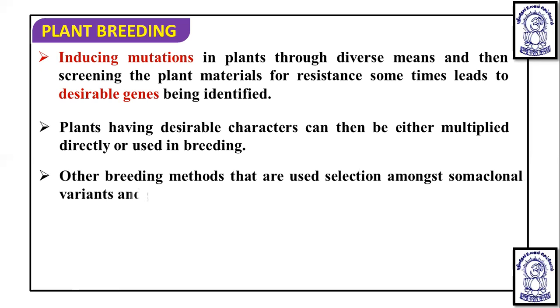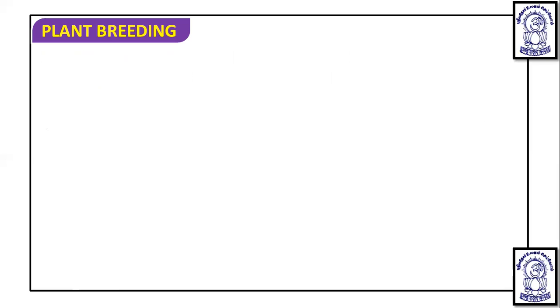Now, other breeding methods that are used are selection amongst somaclonal variants and genetic engineering. Apart from conventional breeding and mutation, these two are important, and we will discuss what the somaclonal variant method and genetic engineering are, and how they are useful in gaining disease resistance.